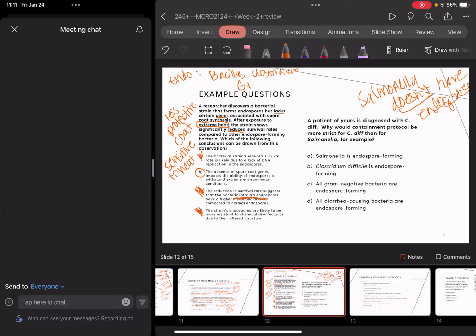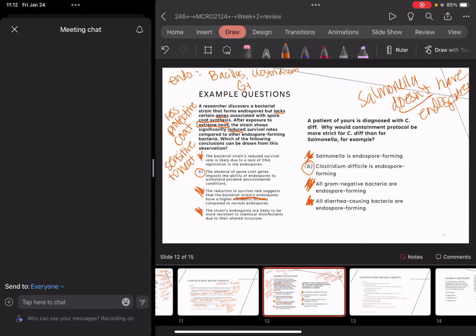So why would you need greater containment for C. diff? Well, it's not because Salmonella has endospores. That's ridiculous. Our next option: C. diff is endospore forming. Okay, now we're talking. Gram-negative bacteria all form endospores. It's actually gram-positive. This isn't even talking about the gram stain of these guys, but all endospore forming bacteria are actually gram-positive. All diarrhea-causing bacteria are endospore forming. Clearly not, because we know Salmonella causes diarrhea. We know that other organisms can cause diarrhea, and they don't all form endospores because they're not all called Bacillus or Clostridium. So this is not our answer. This simple statement of Clostridium difficile being endospore forming is our correct answer.